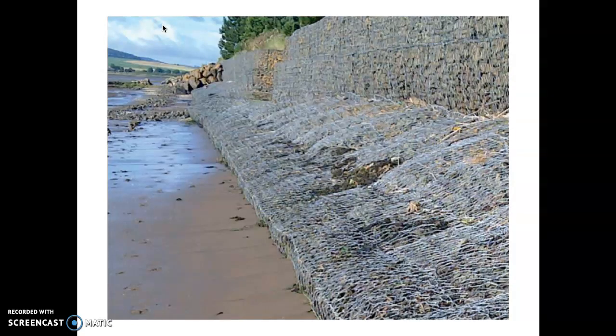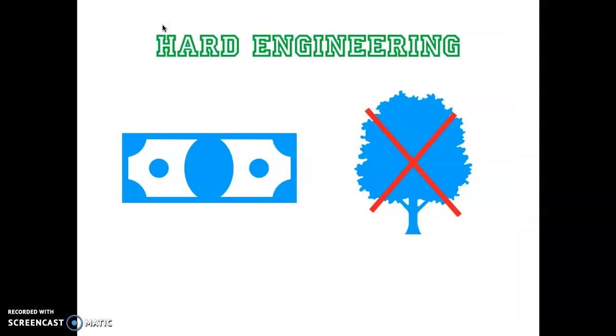Gabions are metal cages filled with rocks. They're a low-cost alternative to sea walls. Hard engineering is very effective at protecting the coast, but it is expensive and it damages the natural landscape.